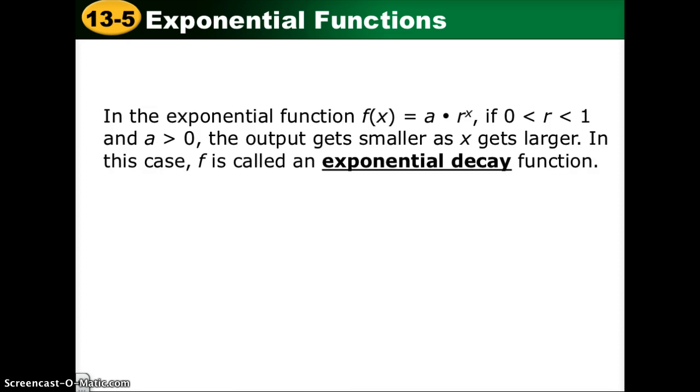In the exponential function, f of x equals a times r to the x, if r is between 0 and 1, so we're talking about a fraction or decimal, and a is greater than 0, the output gets smaller as x gets larger. So it all comes down to our ratio. If our ratio is a fraction less than 1, then we're going to have exponential decay. If our ratio is greater than 1, we'll have exponential growth.